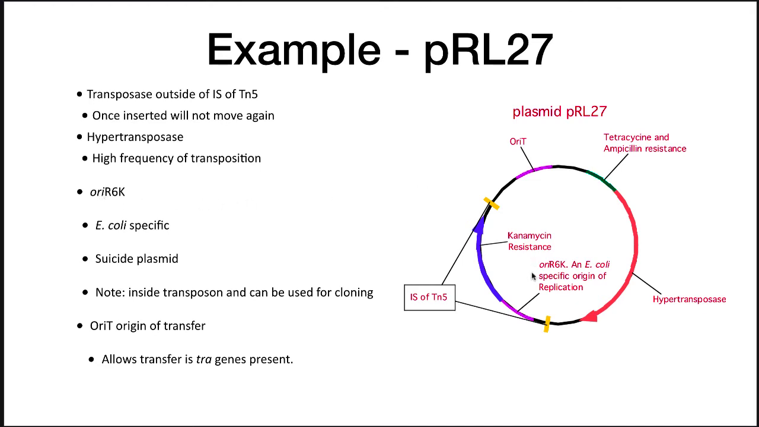It also has an origin of replication on the transposon, and that allows a number of different things. First of all, this origin is E. coli specific, so when you mate this by conjugation to some other organism, it's a suicide plasmid. The plasmid can't replicate. So the only way the drug resistance survives is if the transposon hops into the chromosome of the target.